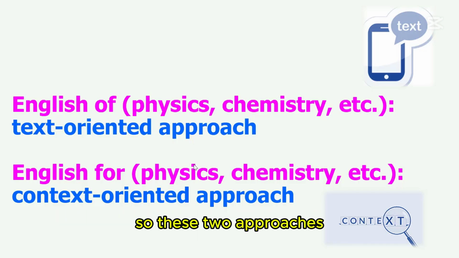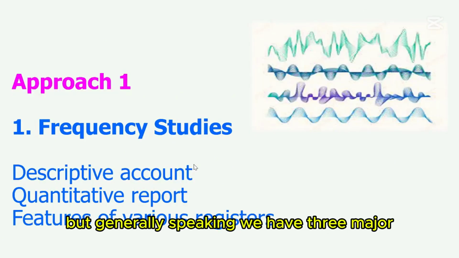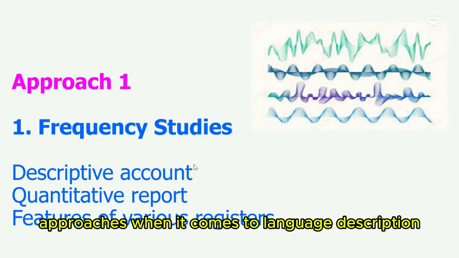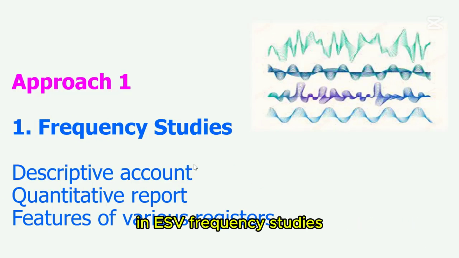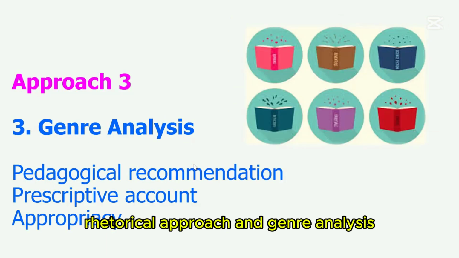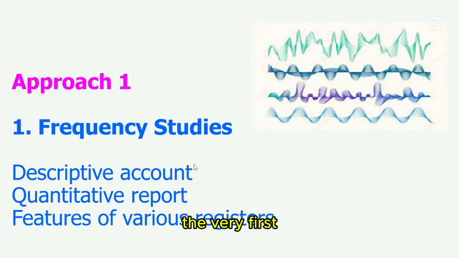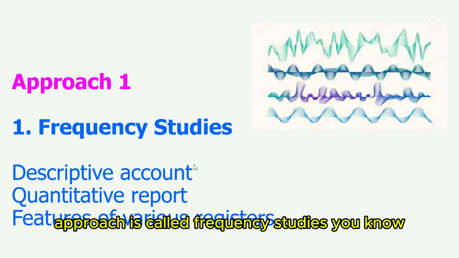So these two approaches are considered the basic approaches for language description. But generally speaking, we have three major approaches when it comes to language description in ESP: frequency studies, rhetorical approach, and genre analysis. So let's see what each of these approaches actually means. The very first approach is called frequency studies.